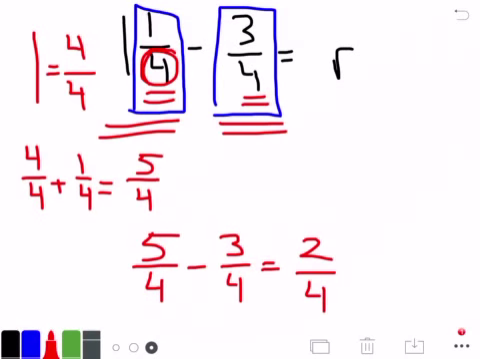r would equal 2/4. So what you're going to have to look at carefully is, if you have a mixed number like 1 1/4, can you trade the one whole in for 4/4 or 3/3, whatever denominator you're dealing with, and make an improper fraction, like 5/4 down here? That's improper. We have a bigger numerator than a denominator, but that allows us to take 3/4 away from 5/4. Let's look at another one.